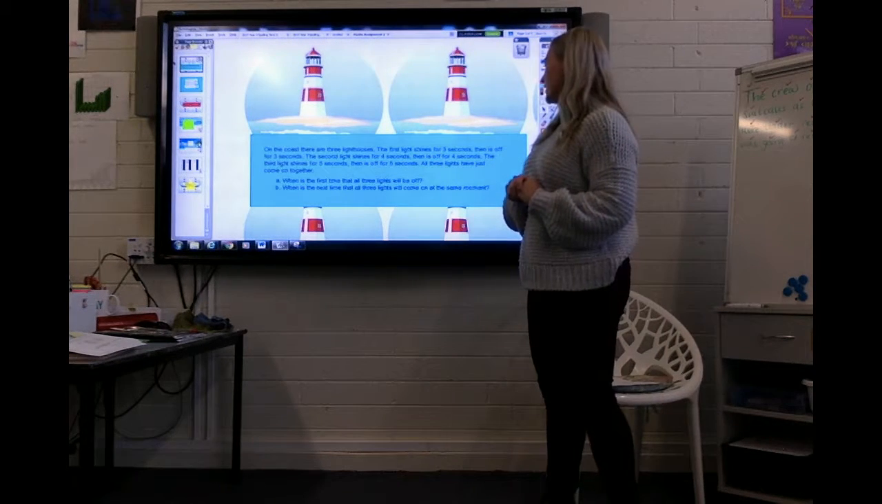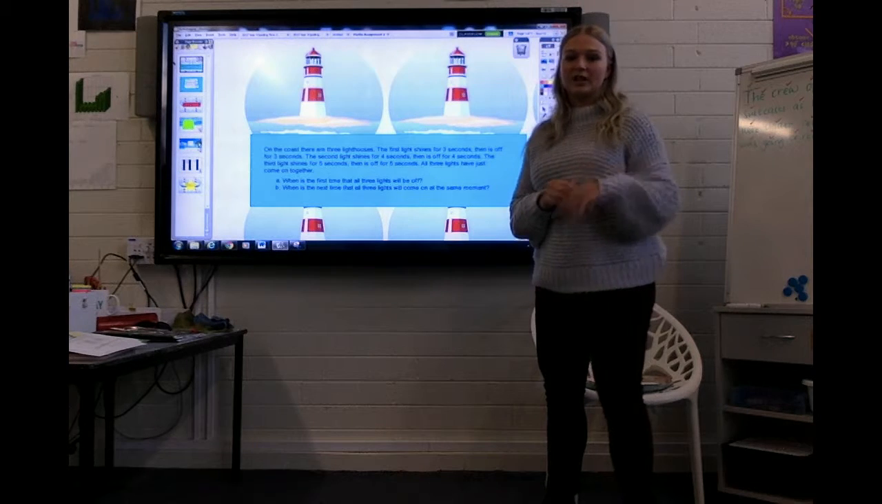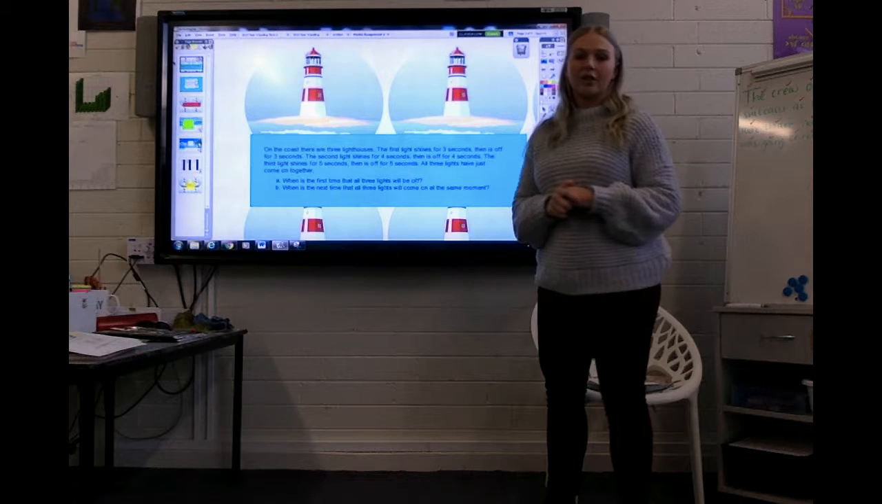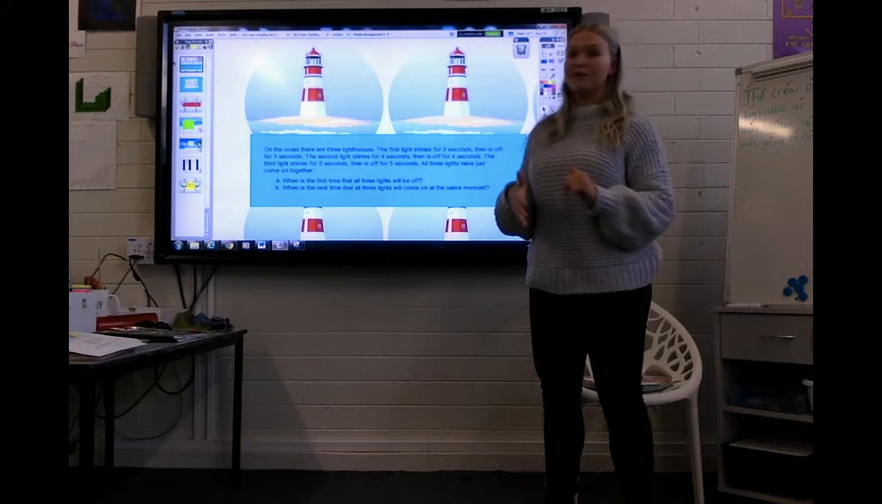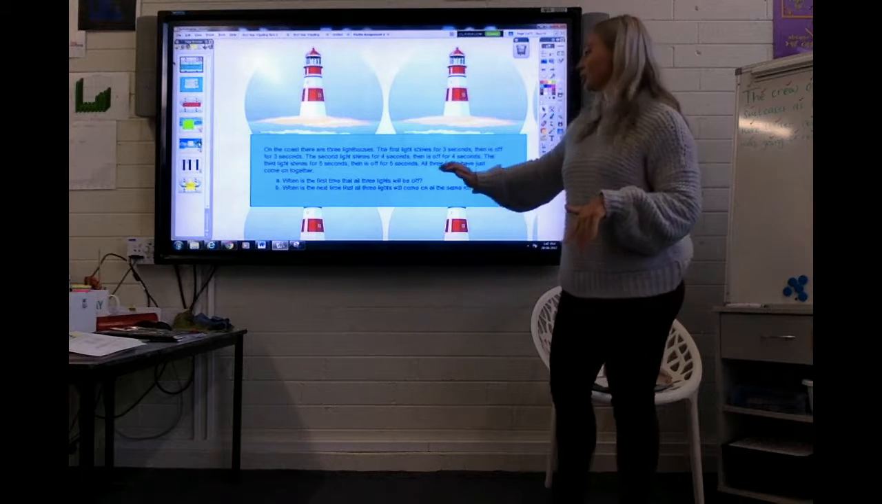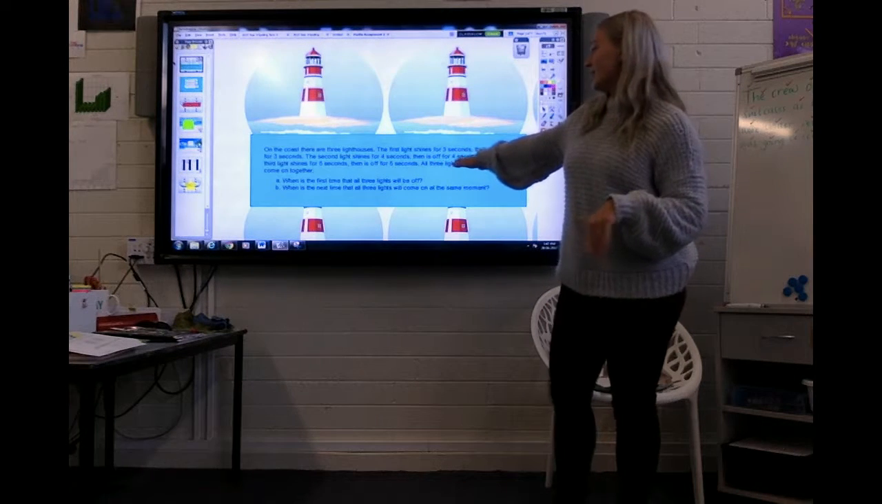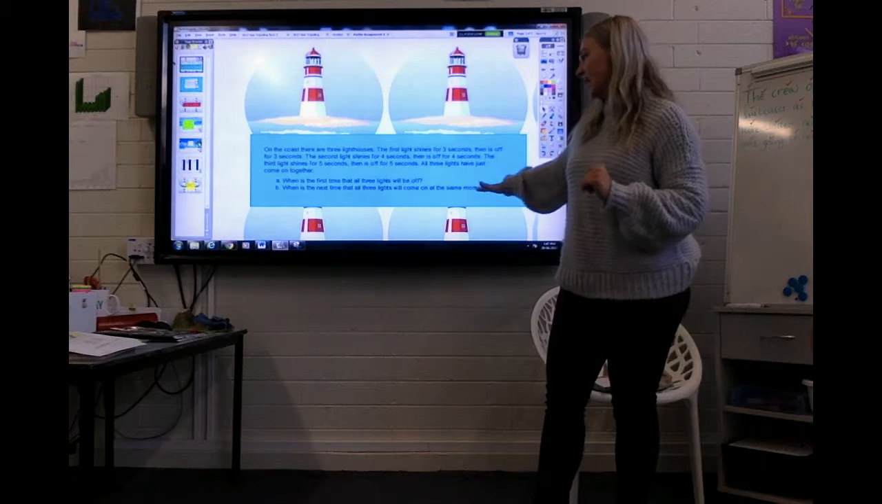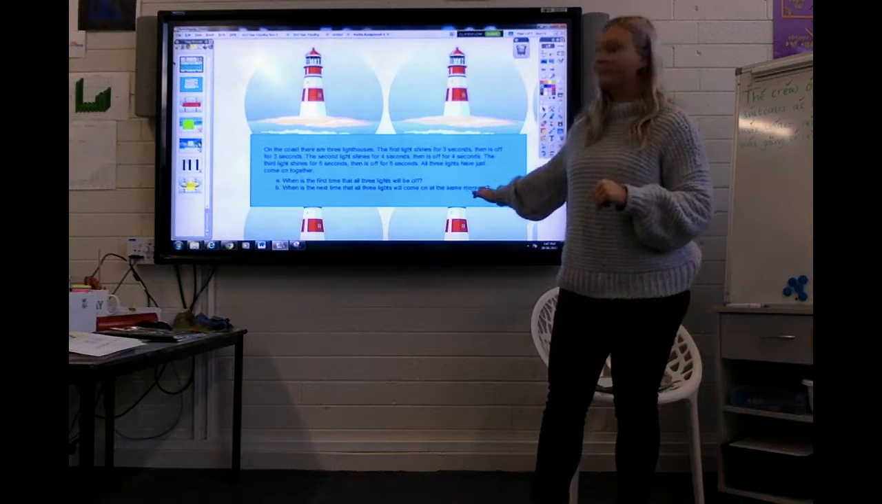The first light shines for 3 seconds and then is off for 3 seconds. The second light shines for 4 seconds and then is off for 4 seconds, and the third light shines for 5 seconds and then is off for 5 seconds. All three lights have just come on together, so we're trying to determine when is the first time that all three lights will be off, and then the second part of the question asks us when is the next time that all three lights will come on together.